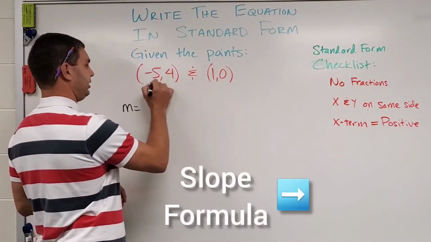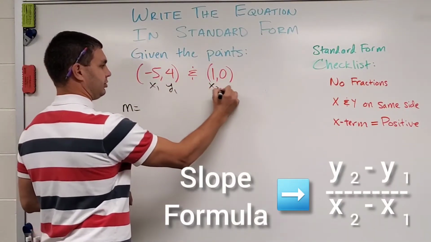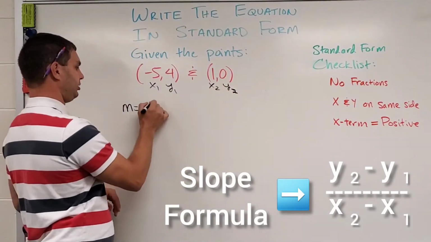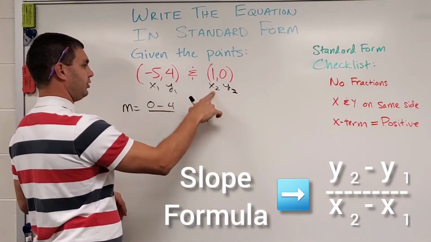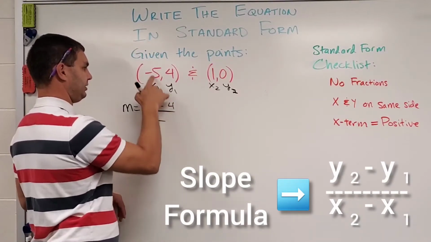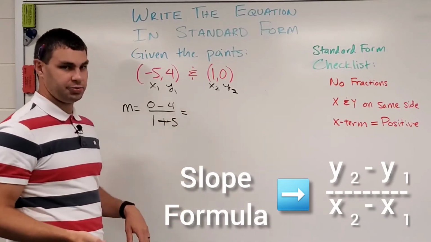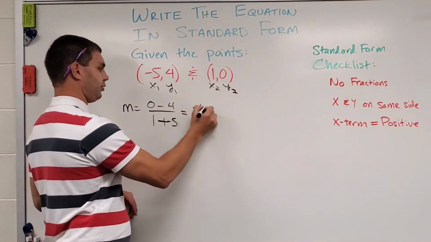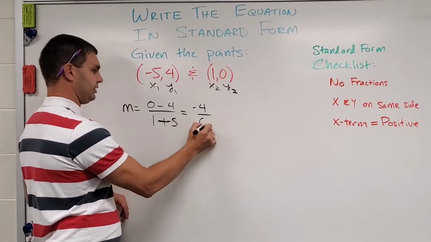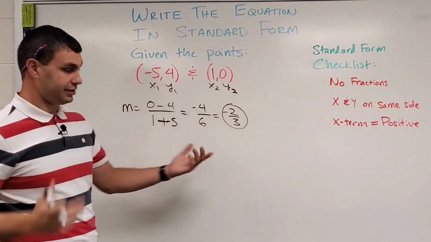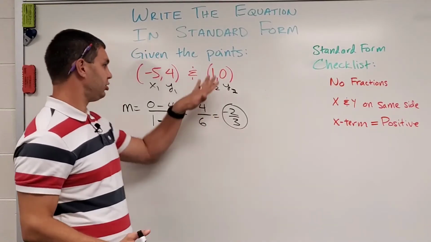Remember, if this is x1, y1, x2, y2, that is going to be y2 minus y1, so in this case 0 minus 4, over x2 minus x1, or 1 minus -5. You could also say 1 plus 5, all right? And the slope that this gives us is -4 over 1 plus 5, which is 6, which simplifies to be -2/3.